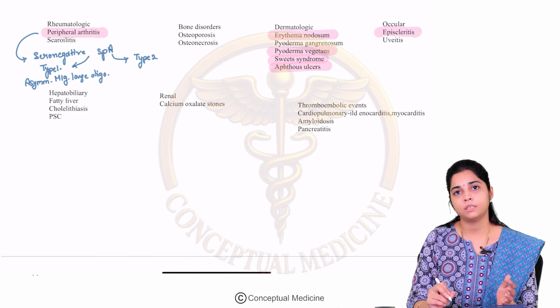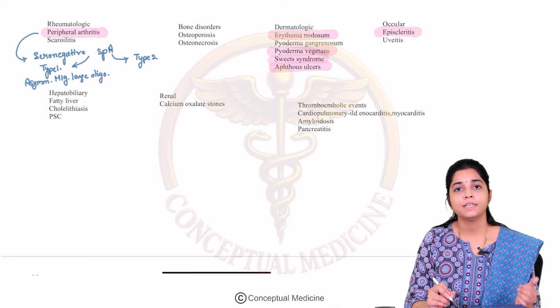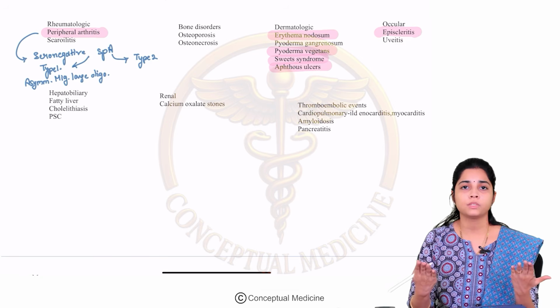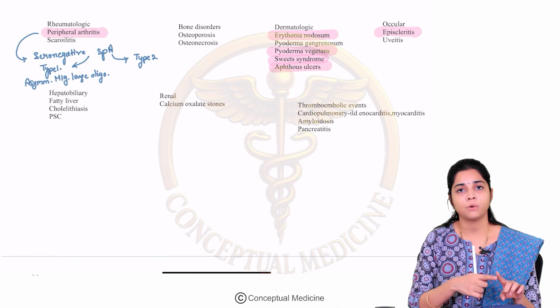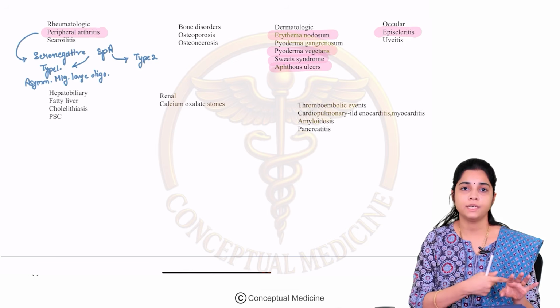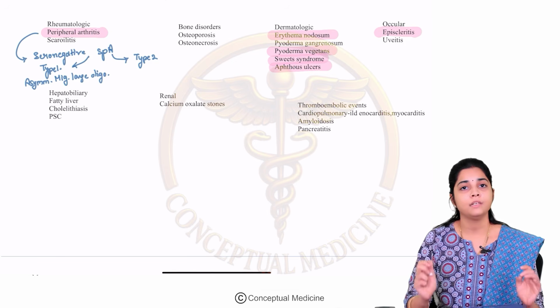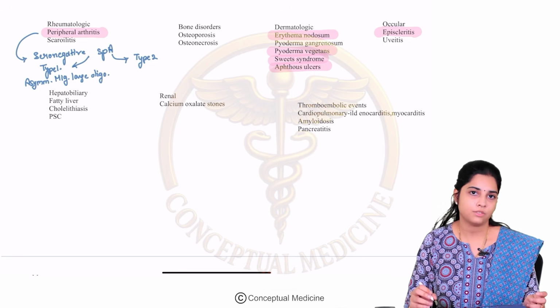Oligoarthritis means involvement of less than or equal to 3 joints. It is asymmetric. It does not involve both sides at the same time. It starts in one joint on the right side, and then once it completely settles down, it migrates to another joint, and it predominantly involves the large joints.